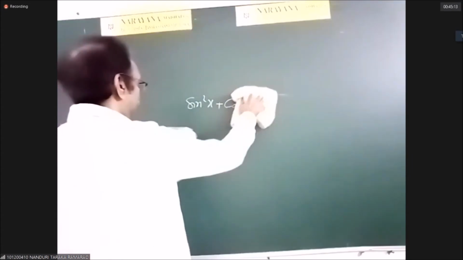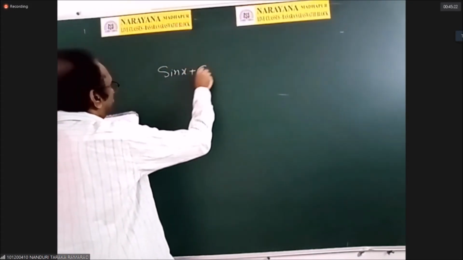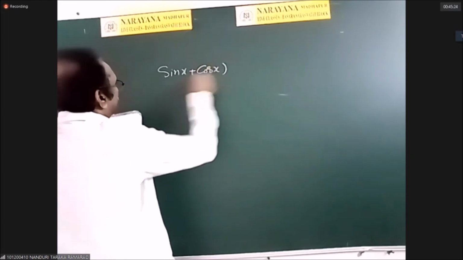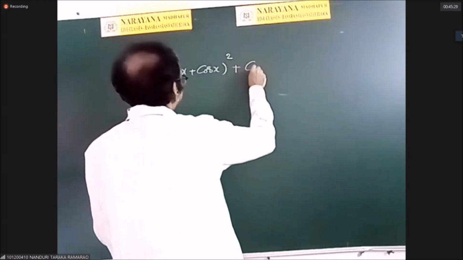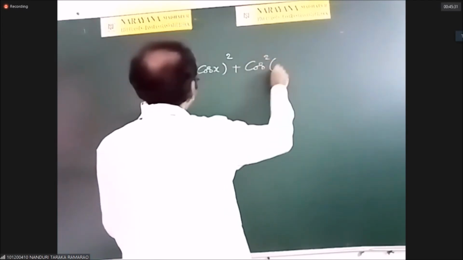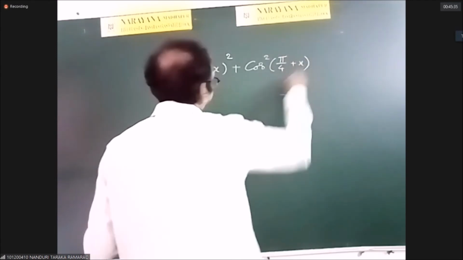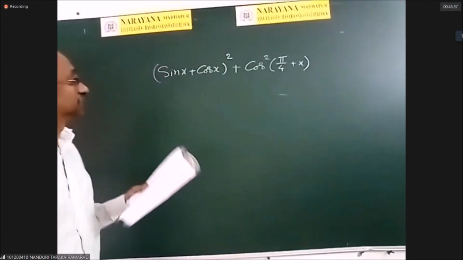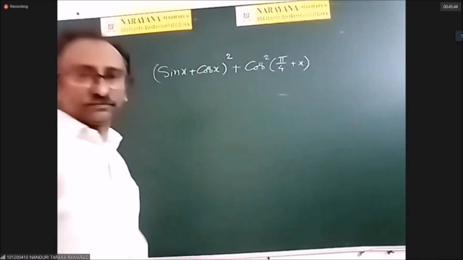See, next question, 55th question. So what is that? Sin x plus cos x whole square plus cos square 5/4 plus x. Sin x plus cos x whole square plus cos square 5/4 plus x. So what is the range of this?